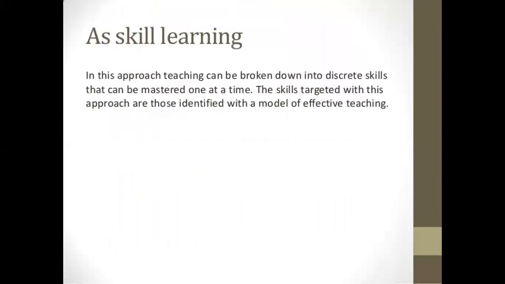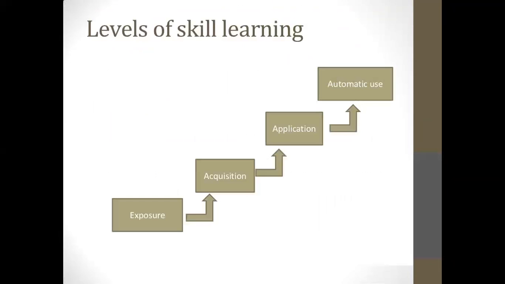Okay, next, what about the skill? This approach of teaching can be broken down into discrete skills that can be mastered one at a time. So the skills targeted with this approach are those identified with a model of affective learning. So we are just focusing on four, and these are the exposure, acquisition, application, and automatic use. So if you want to consider as part of your objective the exposure, it's all about the ability to use your sensory cues to guide motor activity. Expose. This ranges from your sensory stimulation through cue selection through to translation. So it's just an example, no?